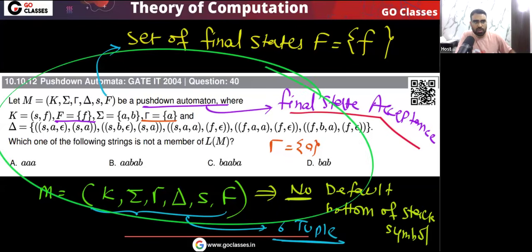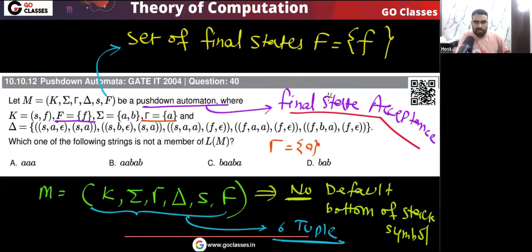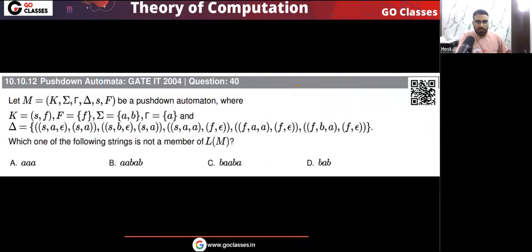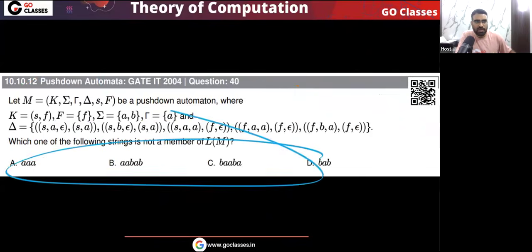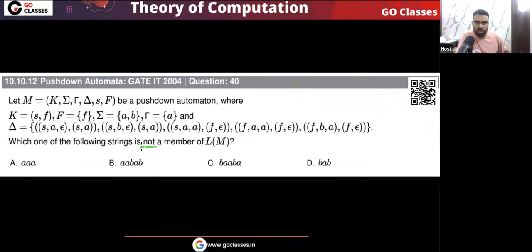So I hope you understood the small things about this PDA. This is a final state acceptance PDA because the set of final states is given to you. Now let's see which string will not be a member of the language. The question is asking which string is not a member of the language of this PDA.